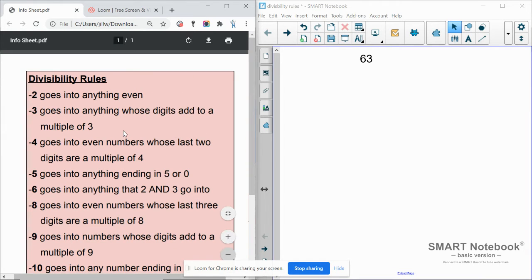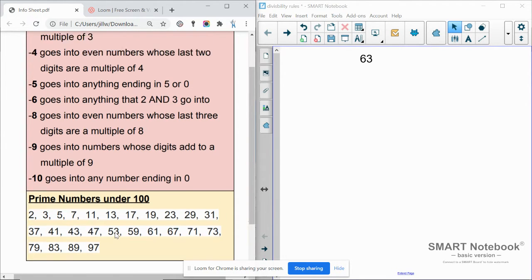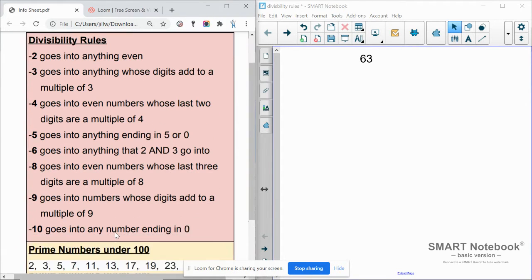Remember, the divisibility rules are just rules that let you know whether or not 2, 3, 4, 5, 6, 8, 9, or 10 can divide evenly into a number. And with the prime numbers, here are all the prime numbers between 1 and 100. Notice it starts with 2, because that's the first prime number, and the last one's 97. You can print these out or have them open on your screen whenever you're doing work, because these can be helpful for lesson 9-2.